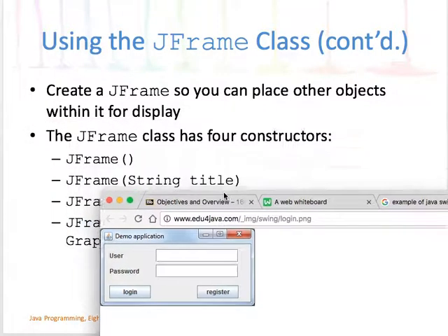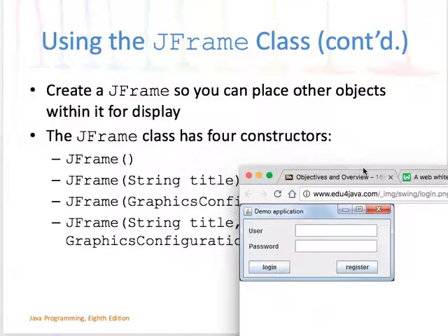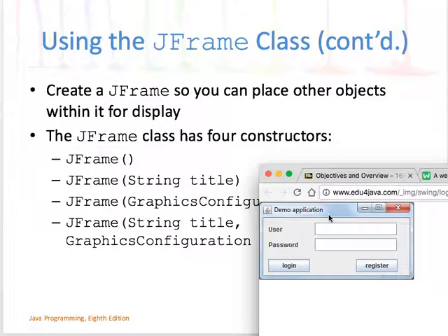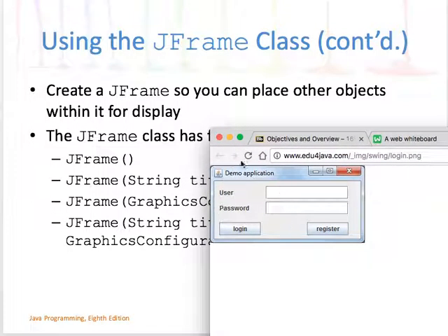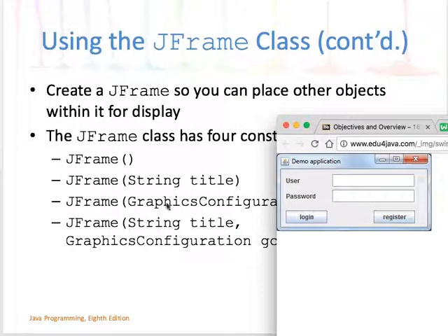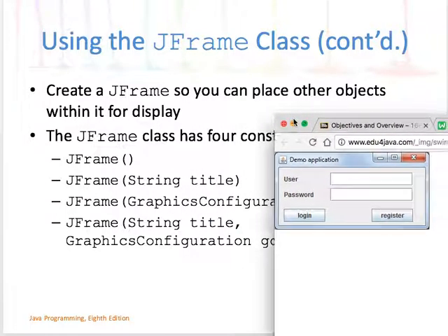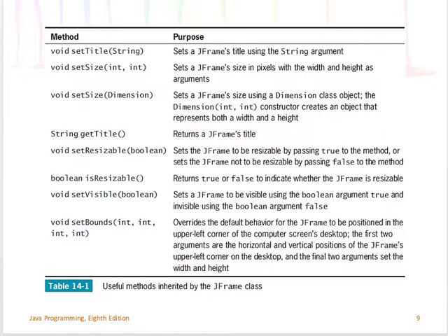So it is stating that JFrame has 4 constructors. Here's your frame right here with the title. This would be your title information. Another one would be a graphics configuration, which allows you to put graphics in there. It allows you to put an icon in there, and so forth. So that kind of gives you somewhat of an example.